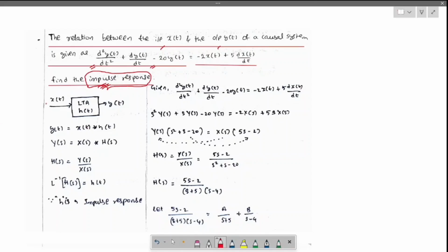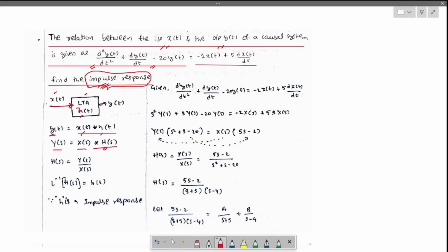First, the system response is h(t). Here x(t) is the input and y(t) is the output. Then y(t) equals x(t) convolved with h(t), like input into system, which is y(t). Then in the Laplace or frequency domain, y(s) equals x(s) into h(s).